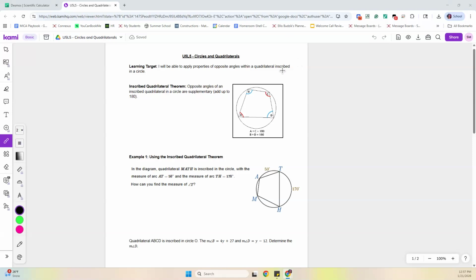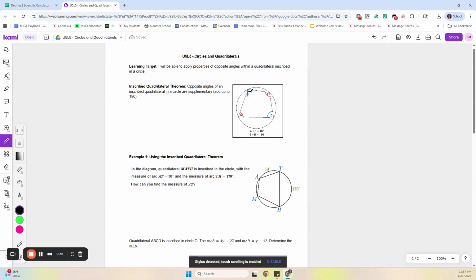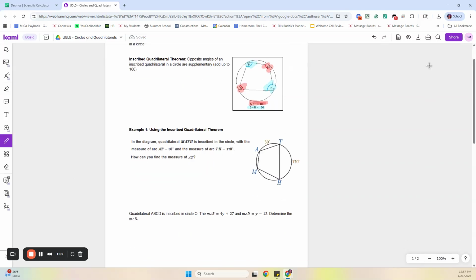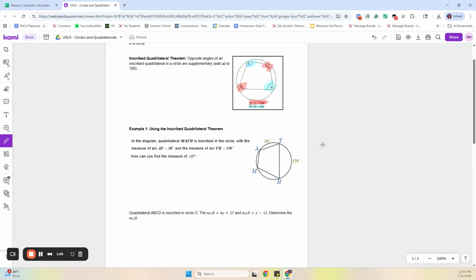So they're saying if I have a quadrilateral inside of the circle, then opposite angles, so an angle over here, an angle over here, for instance, so B and D, those are going to add up to 180 degrees. And the same thing over here if I have A and I have C. So let me actually highlight those a little bit. So B and D add up to 180 degrees. And then same thing with A and C. A and C would add up to 180 degrees as well. So we're just going to be using that theorem throughout this lesson today.